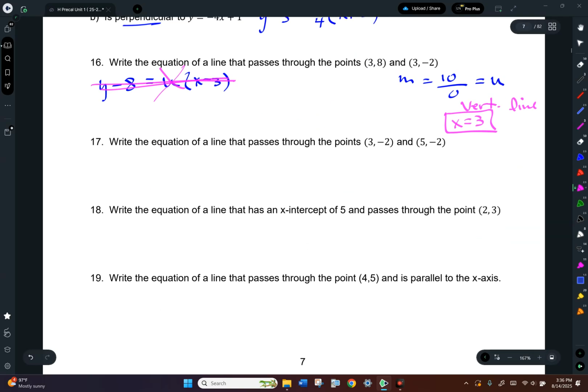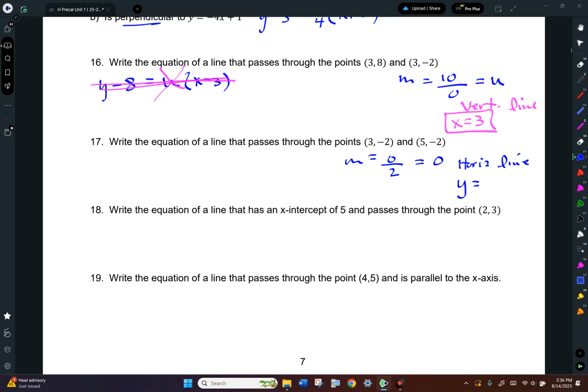Number 17, find the slope. We're going to get 0 on top. And then on the bottom, we're going to get 2, which is 0. But again, this is kind of like a special case, right? Because if the slope is 0, can't I just think of this as being a horizontal line? And if it's a horizontal line, wouldn't the equation just be y equals something? Well, look at both points. No matter which one you pick, isn't y equal negative 2?